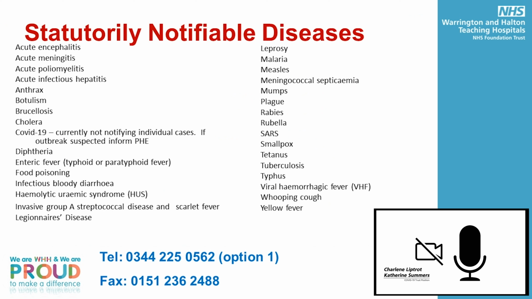The notification form to Public Health England can be found within Lorenzo or in the communicable disease policy. This needs to be printed off and faxed to Public Health England on the number listed below. If you search for notification of diseases on Lorenzo, the form will generate and populate your patient's details, and you can just add to it what you need, print it off and fax it over.